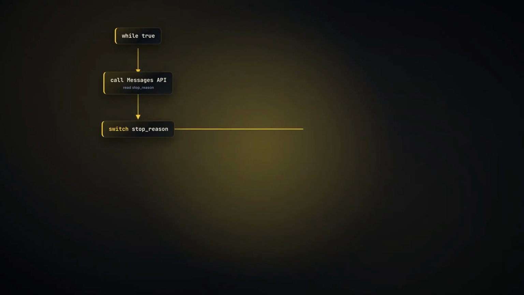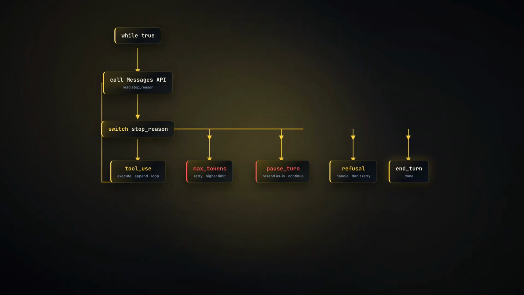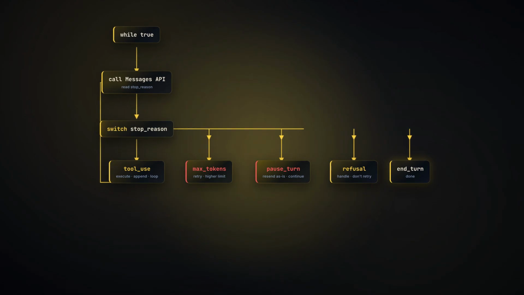Here is the loop the 7 values demand. While true, call the messages API. If stop reason is tool use, execute the tool, append the result, loop again. If it is max tokens, and the last block is an incomplete tool call, retry with a higher limit to get the full call. If it is pause turn, send the response back as is to continue. If it is refusal, handle it gracefully. Do not retry blindly. Otherwise, end turn, you're done. That single branch structure is the difference between an agent that runs for an hour and an agent that stops at the first value you forgot to handle.